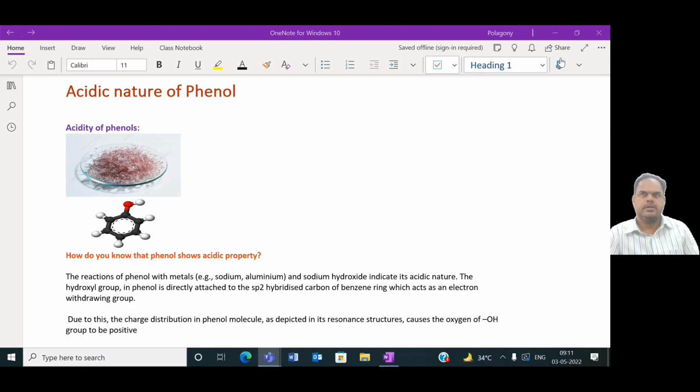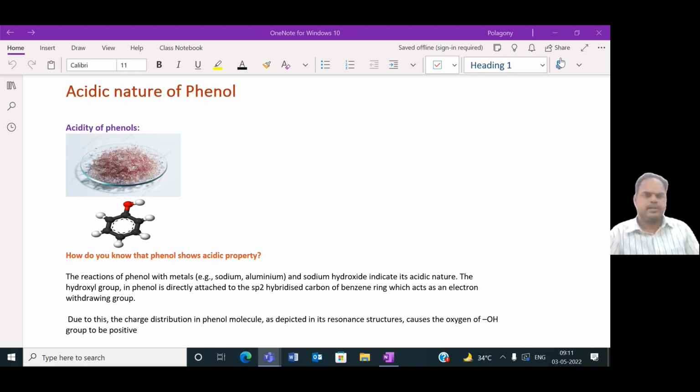You'll get questions in JEE and also in the board chemistry paper. You'll be getting questions from this concept, acidic nature of phenols. That's why this chapter is quite important, to understand the chemical reactions of alcohols and phenols.